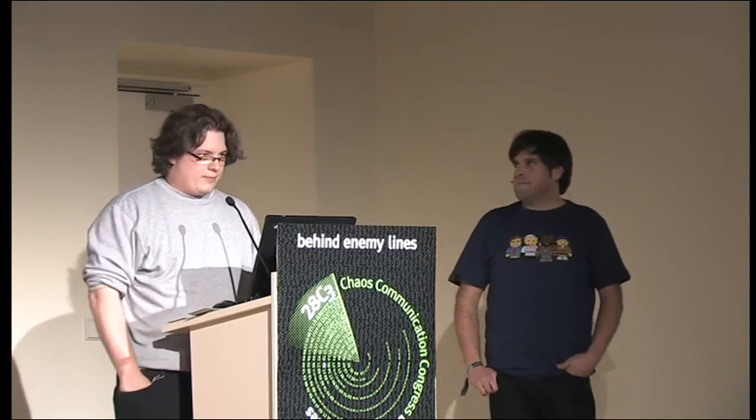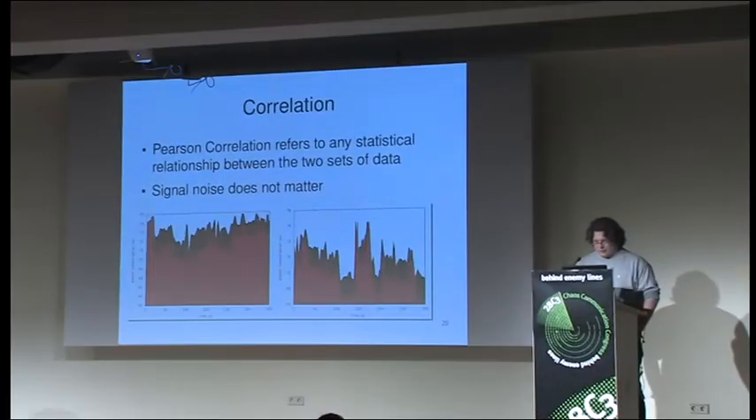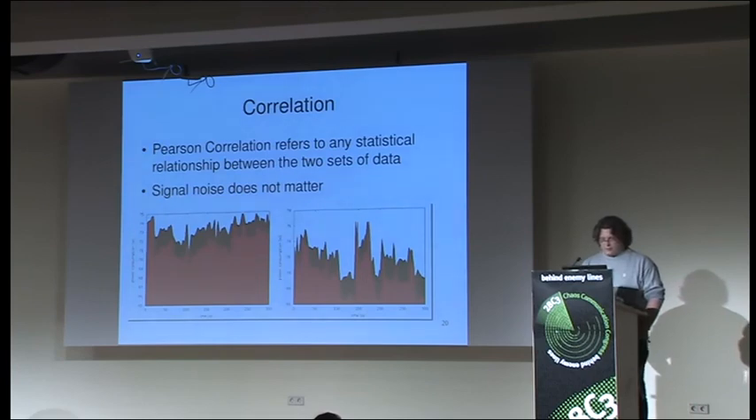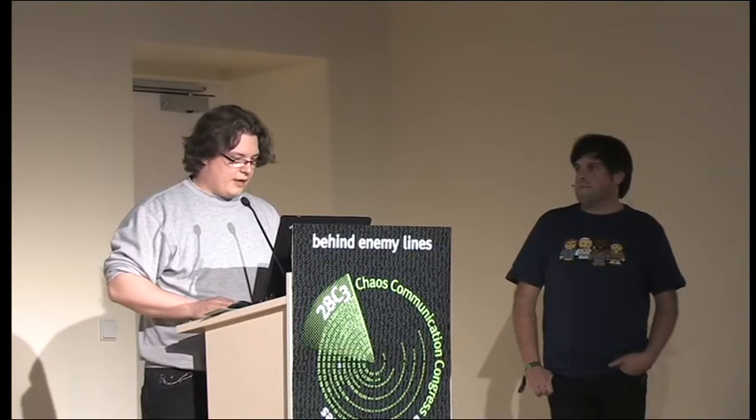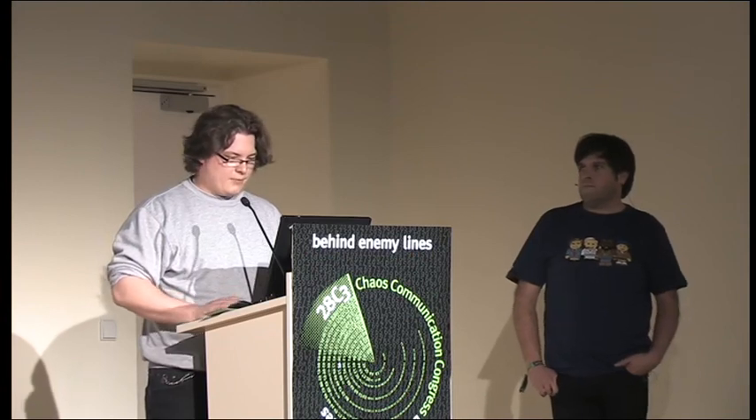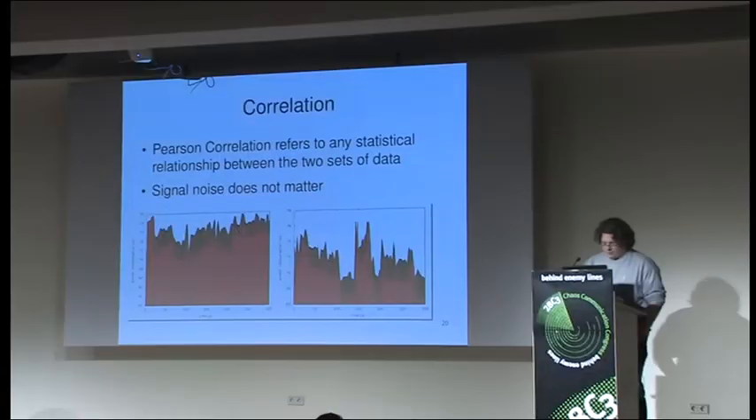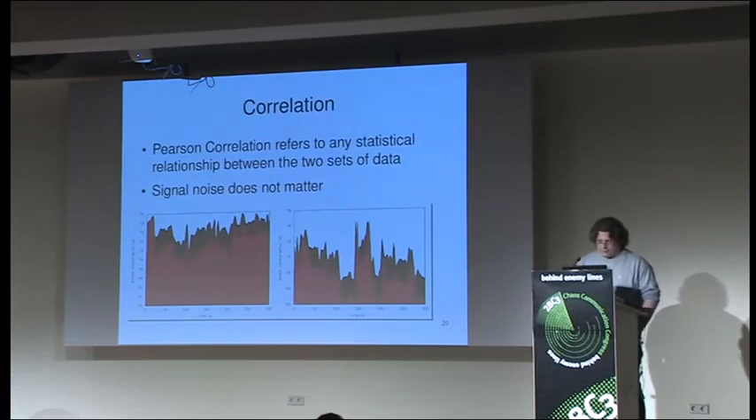Pearson correlation, in short, gives you a value from 1 to -1. For example, 1 when it's a perfect match. The closer you come to 0, the less relationship you have. So in this context, the signal noise of other devices doesn't matter. As you can see here at the bottom, the overlaid graphs after the Pearson correlation.